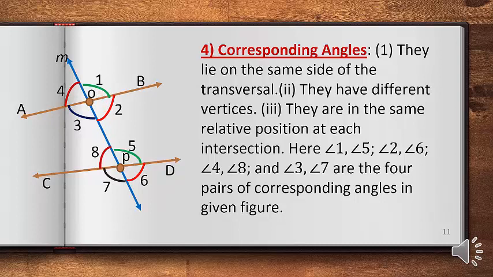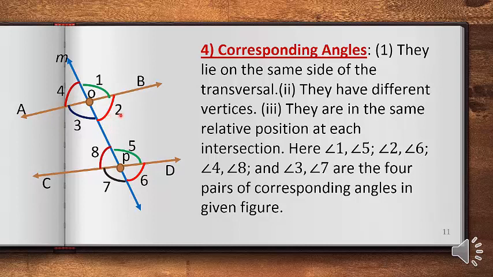Children, did you all understand why angle 1 and angle 5 are corresponding angles? Angle 1 and angle 5 are on the same side of the transversal. Angle 1 has point O as the vertex, angle 5 has point P as the vertex, and also angle 1 is an exterior angle, angle 5 is an interior angle. Such type of angles are known as corresponding angles. So angle 1 and angle 5 are a pair of corresponding angles. Now we will see the other pair of corresponding angles.